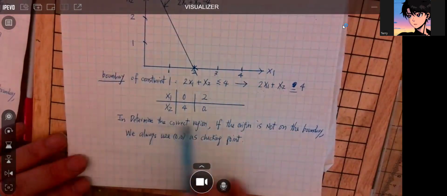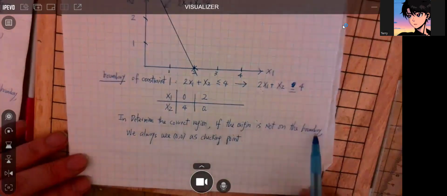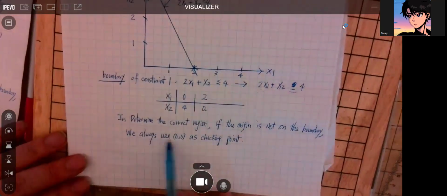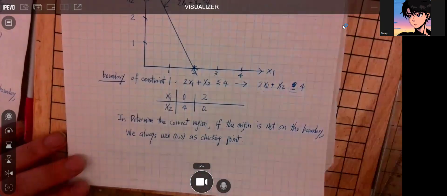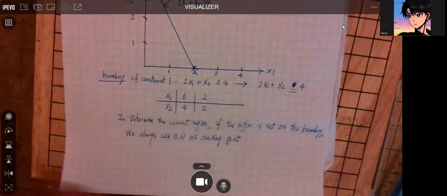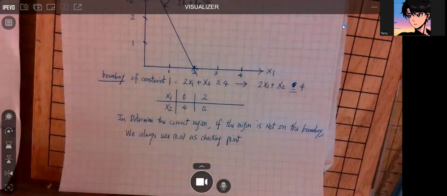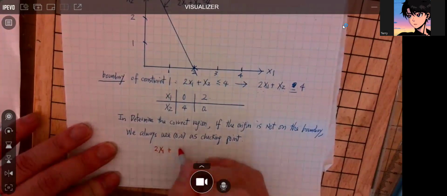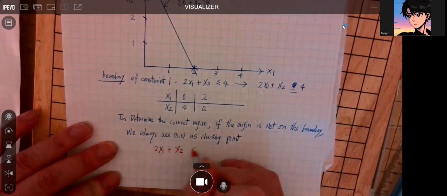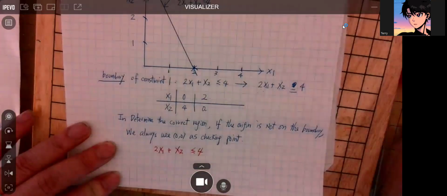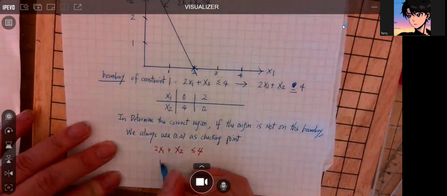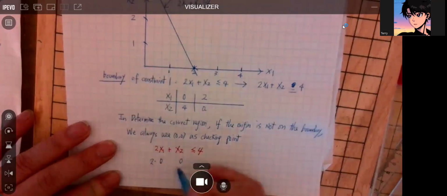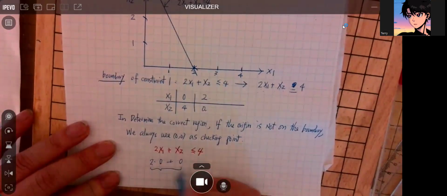So in determining the correct region, if the origin is not on the boundary, we always use 0, 0 as a checking point. That is to say, 2x1 plus x2, that's equal to 4. And you put 0, 0 here. That's the origin. x1 equal to 0, x2 equal to 0. So 2 times 0 plus 0 is 0. 0, of course, is less equal to 4.